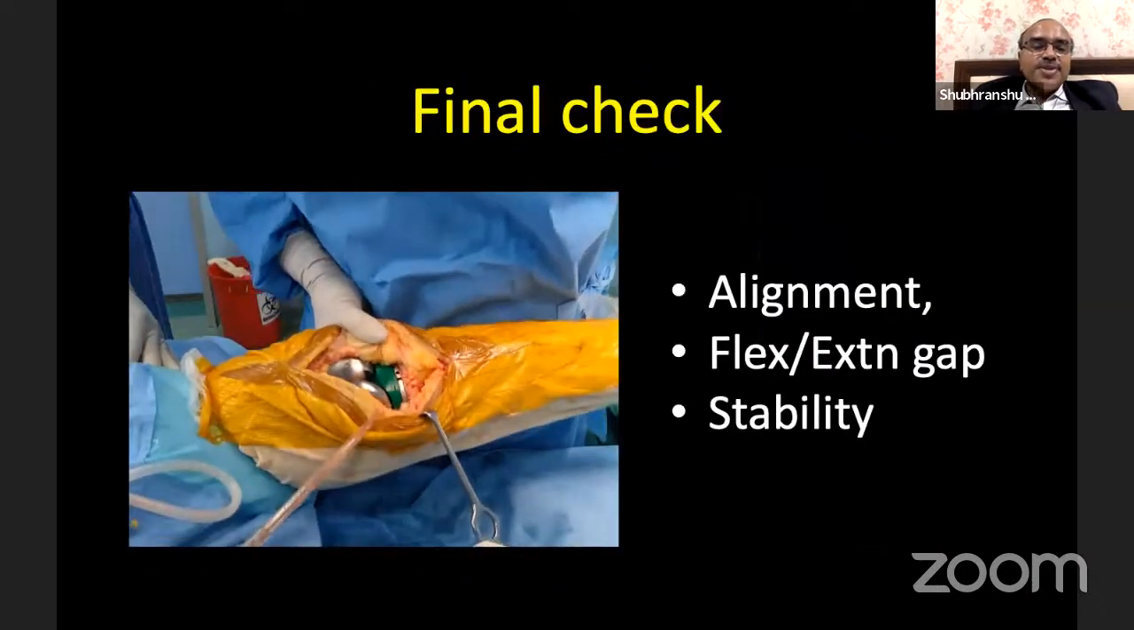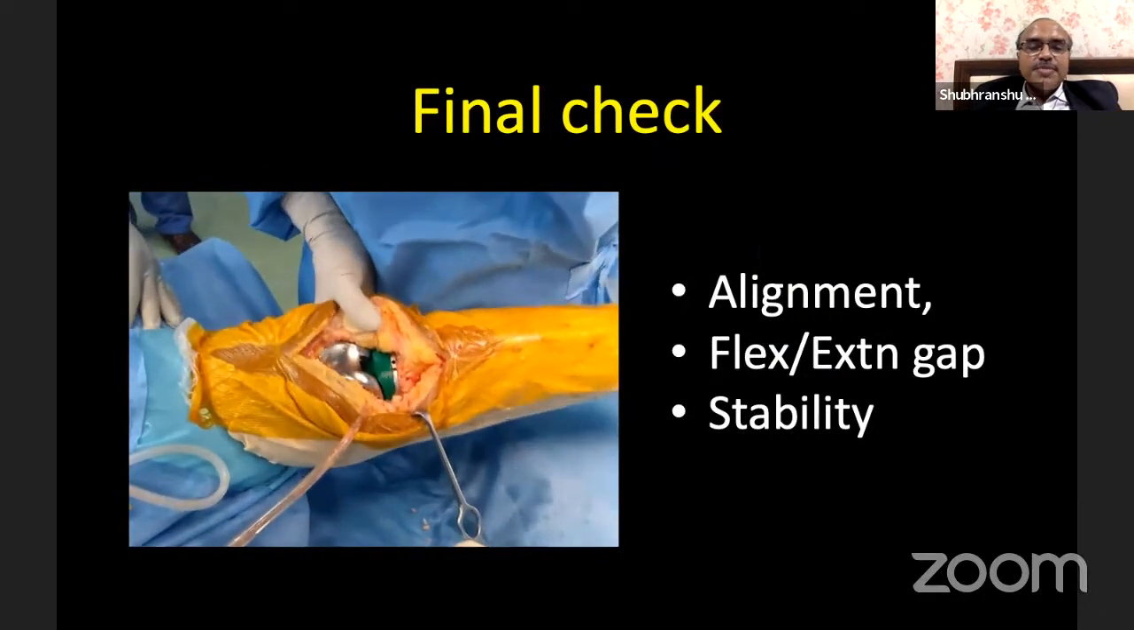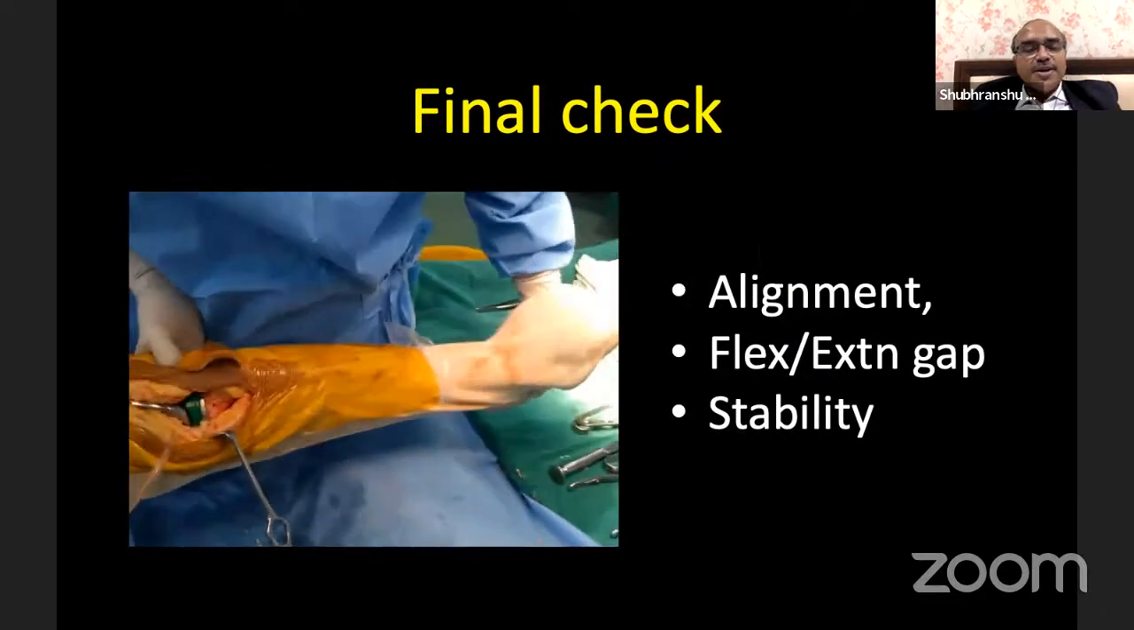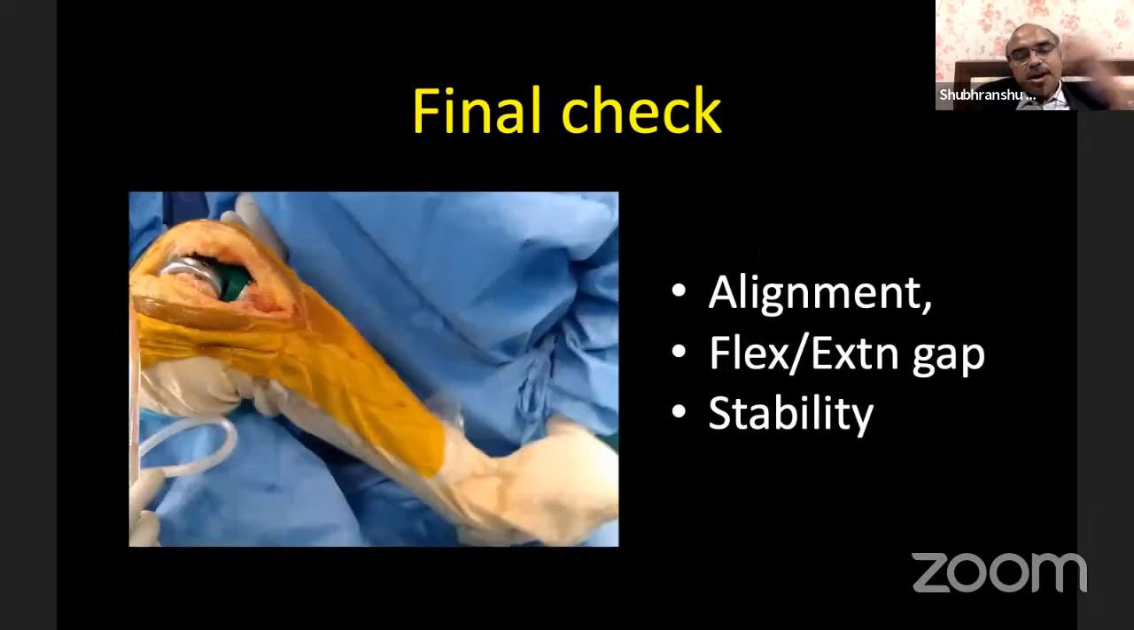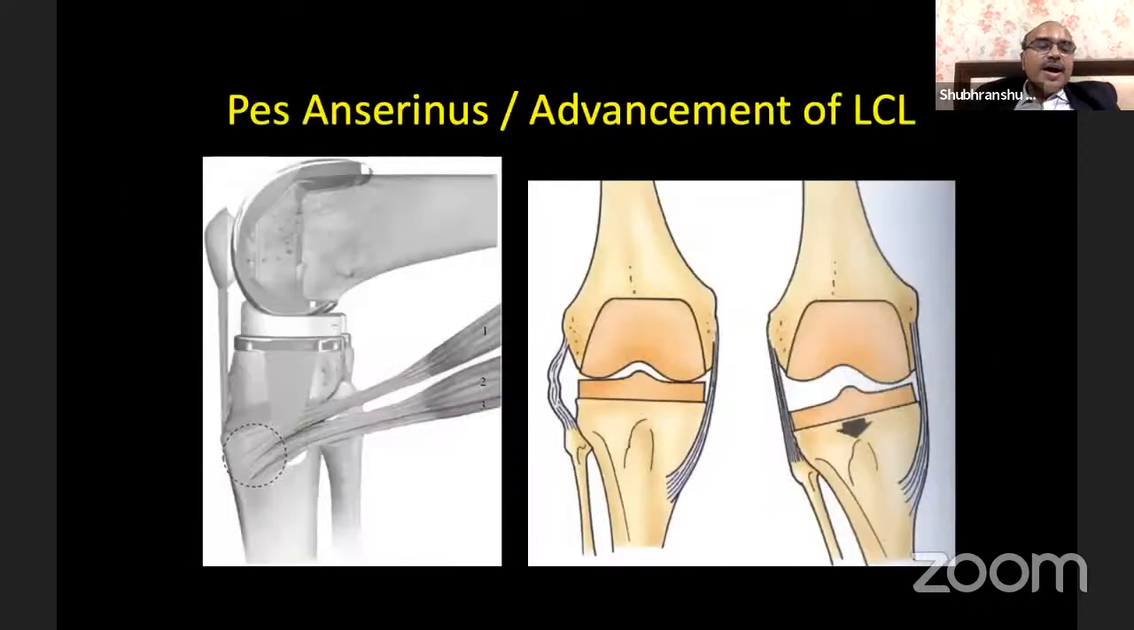Finally, you check that after putting your trial prosthesis, your knee is balanced mediolaterally, it is stable, alignment is neutral, your flexion and extension gap is maintained, and there is no instability in both flexion and extension. And if you have too much of a varus deformity which is not corrected with all these techniques, then of course you may require a pes anserinus release or advancement of the lateral collateral ligament, as we are discussing in Deva's talk, where he is doing release of the medial collateral ligament. Here, you can do an advancement of the lateral collateral ligament.